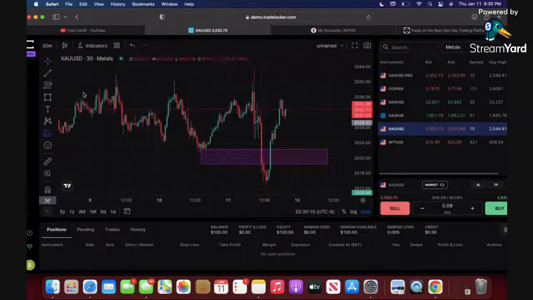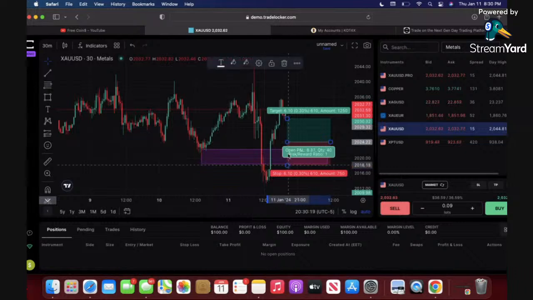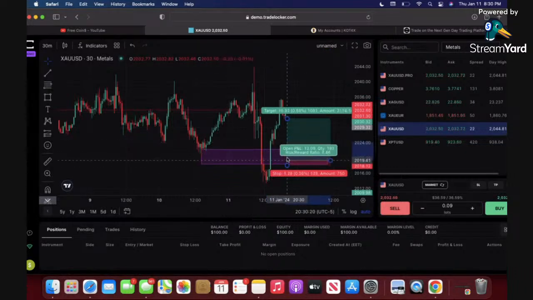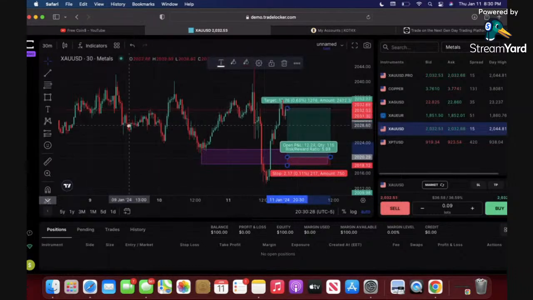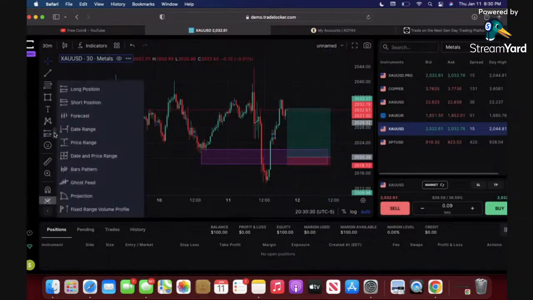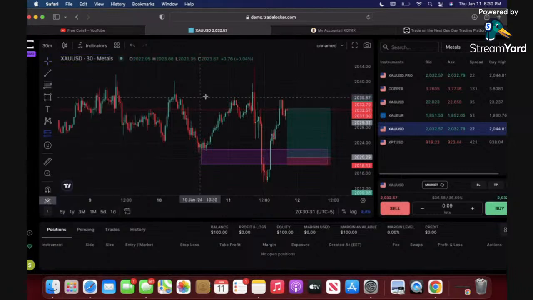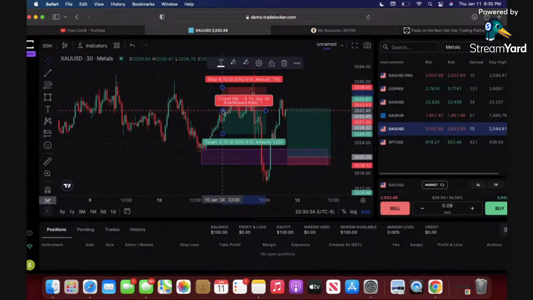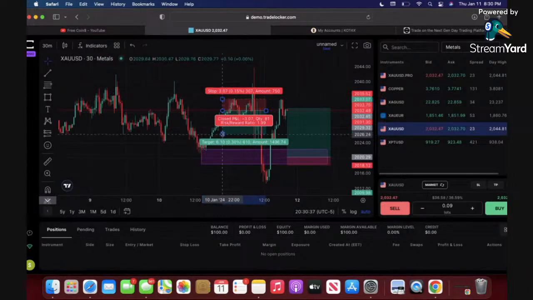So if I had to make a trade, and I said I was going to go long in this trade, obviously it's going to put my sell position lower for my stop loss, but my take profit is going to be on top, and vice versa. If I was to go short, then obviously my position for my stop loss will be at the top, and my take profit will be at the bottom.